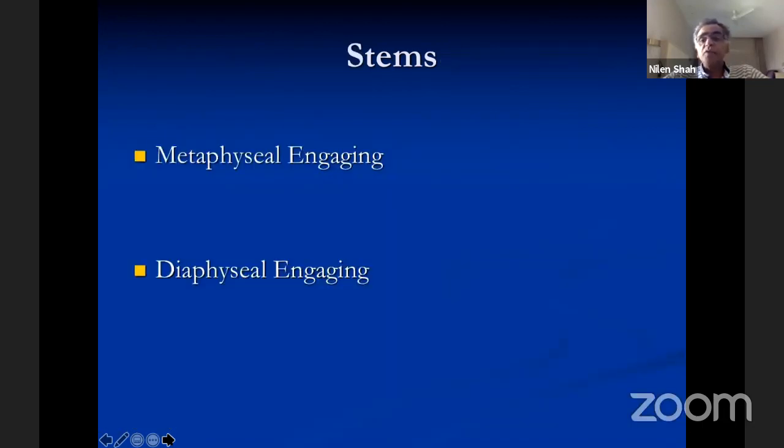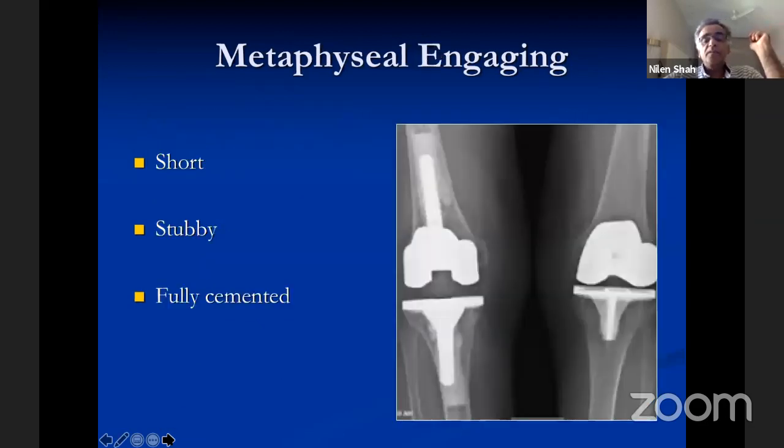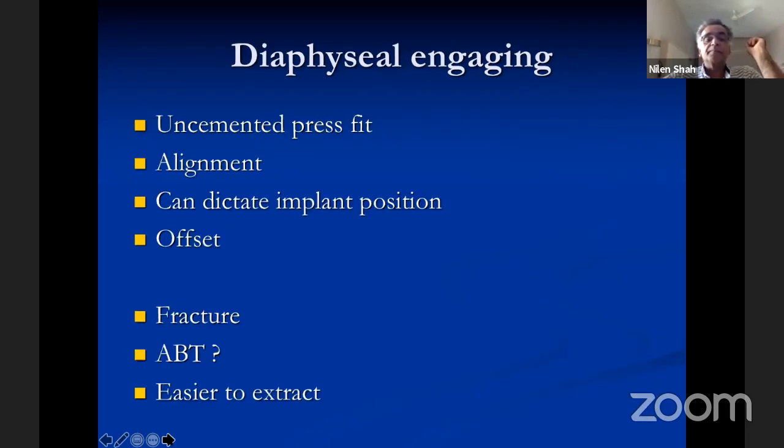So stems could be metaphyseal engaging or diaphyseal engaging. Metaphyseal engaging stems are generally cemented. They do not dictate the implant position. They are easy to do. There is less micromotion because of the cementation. There is a lesser risk of fracture. You can do it even if the diaphysis is altered. And typically the length is 30 to 100 millimeters. But these can be difficult to remove and they do not dictate alignment, so you have to be careful that you are aligning it well. This is an example of a metaphyseal engaging, short and stubby, fully cemented stem.